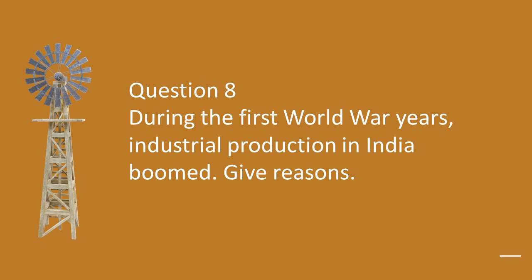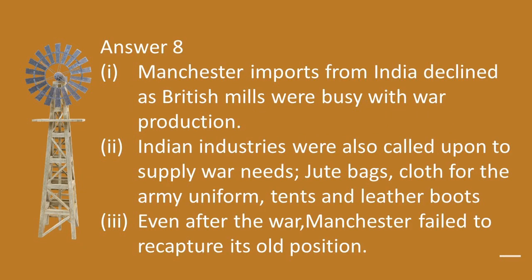Question 8 is during the First World War years, industrial production in India boomed. Give reasons. Answer to question number 8: point number 1 is Manchester imports from India declined as British mills were busy with war production. Point number 2 is Indian industries were also called upon to supply war needs, jute bags, cloth for the army uniform, tents and leather boots. Third is even after the war, Manchester failed to recapture its old position.